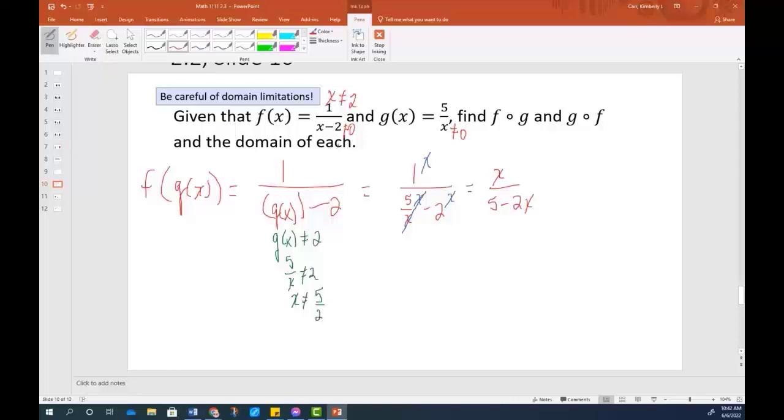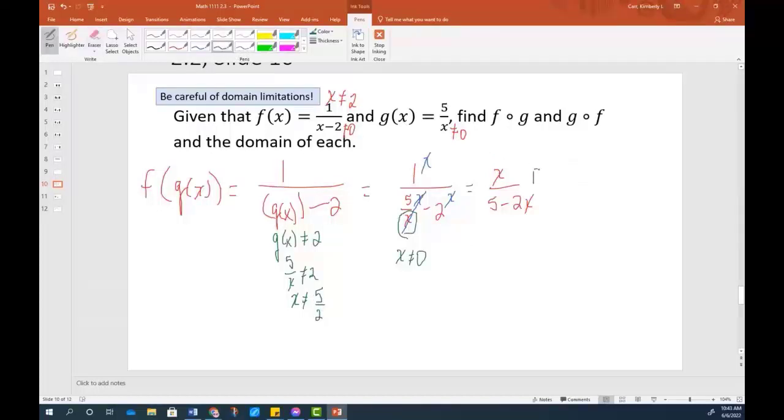Okay? Now, the moment I plugged this in right here, I also had to keep in mind when it had 5 over x, right here I need to point out that x cannot equal 0. So I have actually used both of my outer domain limitations. On the outside, x cannot equal 2, and that's where I got this first limitation. But on the inside function, x cannot be 0. So on this one, I have simplified it, but the domain is everything except for these two values.